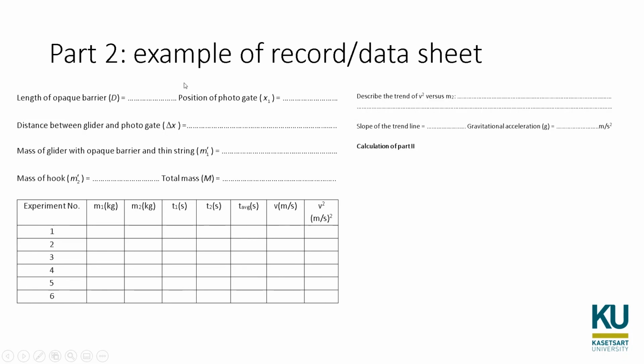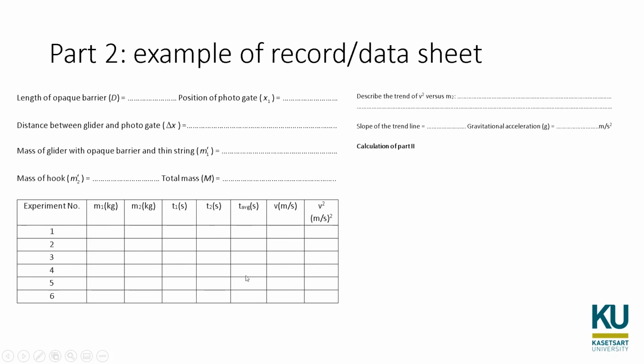So this is an example of the record sheet. You can see from the list of experiments, this one is where you are not taking any load out. So 100 gram on the glider, you take out 20 each time, until all the load is on the hook. And you note M1 as the mass on the glider, M2 as the mass on the hook. T1, T2 are the repeated observations. You need to repeat for the investigation, and you do an average.